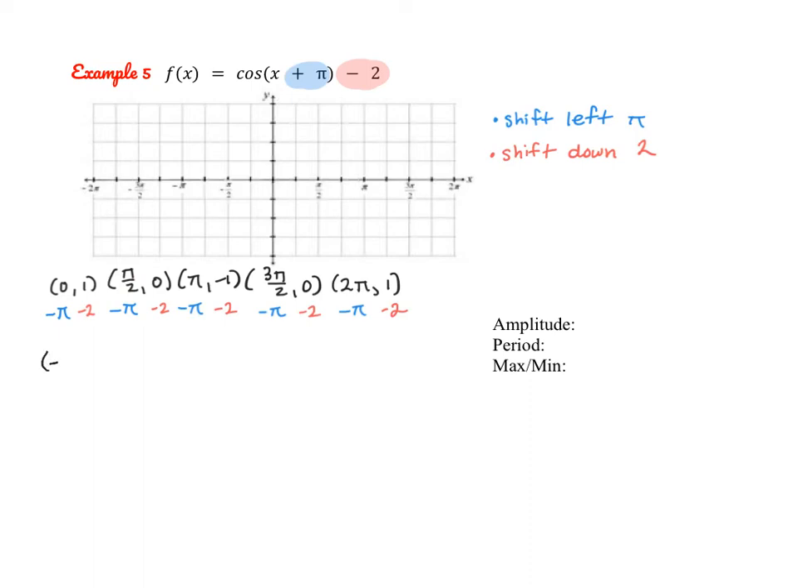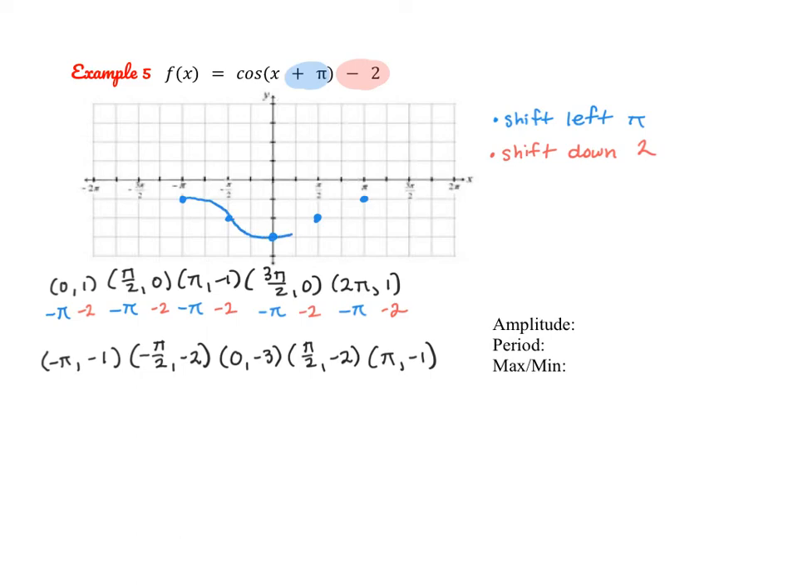So our first coordinate will become negative pi, negative 1. And then our next coordinate will be negative pi over 2, negative 2. And then we have 0, negative 3. And then we'll have pi over 2, negative 2. And then pi, negative 1. So let's plot those points. Here we have negative pi, negative 1, negative pi over 2, negative 2, 0, negative 3, pi over 2, negative 2, and pi, negative 1.